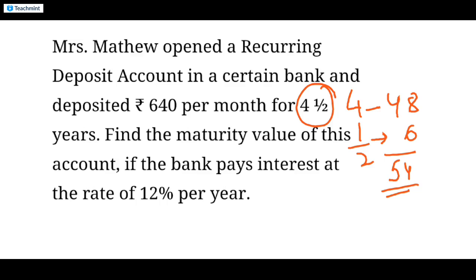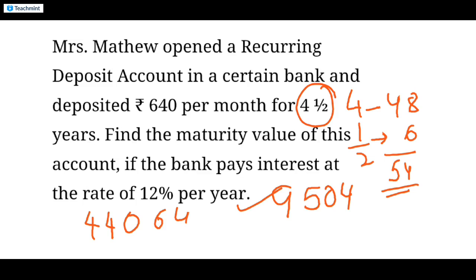Ma'am, I'm getting the interest as 9,504. 9,504. Yes, that is correct. Ma'am, MV is 44,064. Correct. 44,064. That is right.